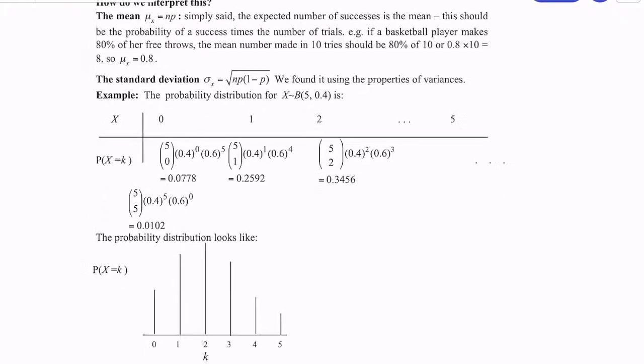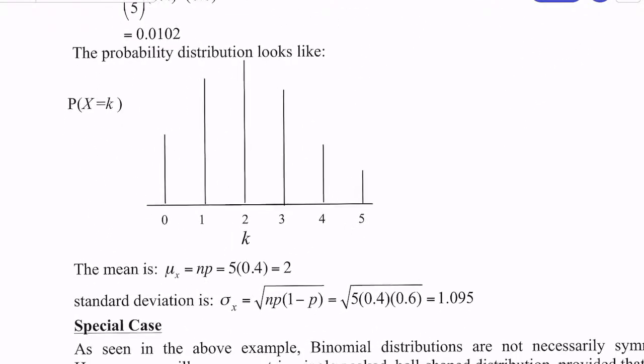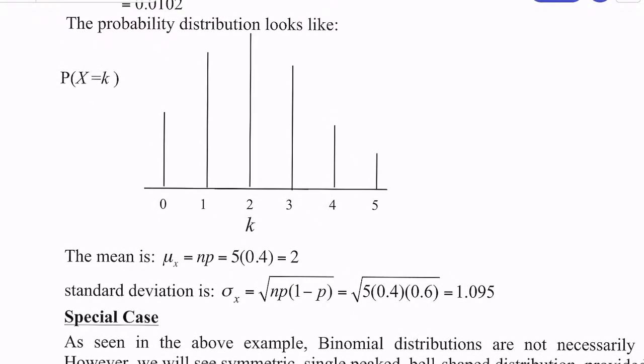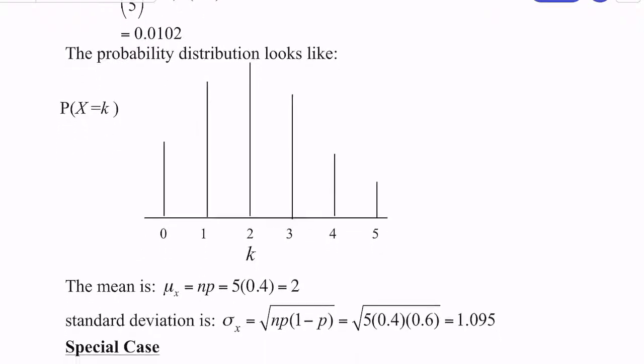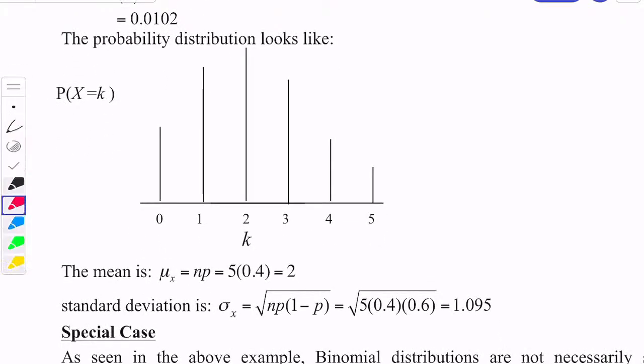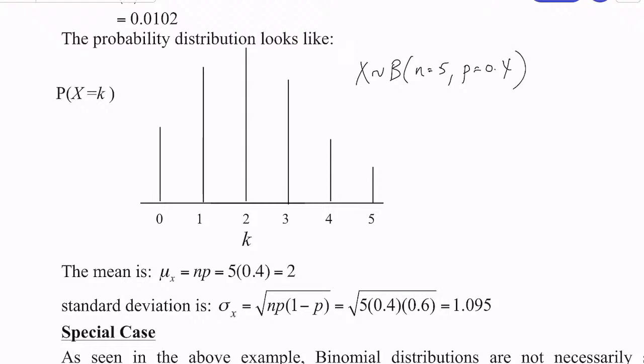this distribution. Let's look at this distribution here. So this is the binomial distribution with n equals 5 and p equals 0.4. Not exactly symmetric, roughly symmetric, right?